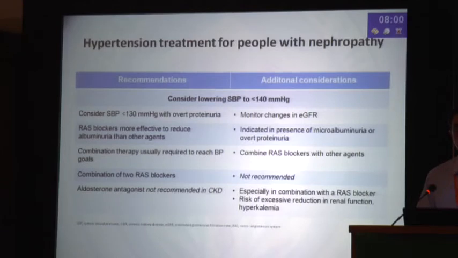In patients who have a nephropathy, consider lowering the systolic blood pressure to less than 140. Consider a systolic blood pressure of less than 130 in patients with overt proteinuria. Monitor the changes in the eGFR, it was talked about in the previous lecture too. The RAS blockers may be more effective to reduce albuminuria than the other agents. A combination therapy is usually required to reach the BP controls, and a combination of two RAS blockers is not recommended. Aldosterone antagonists are also to be used with extreme caution in patients with CKD.